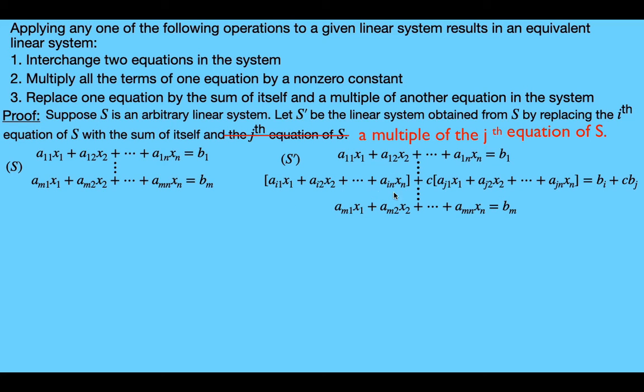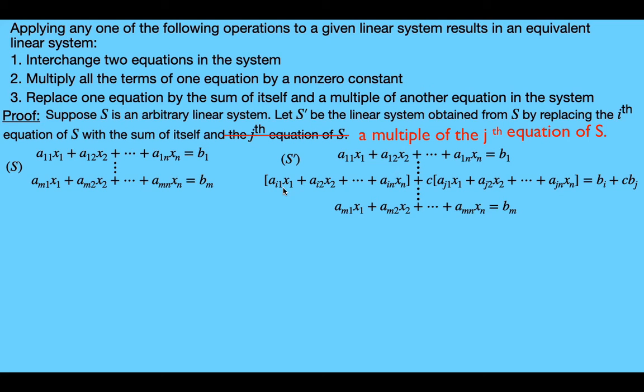So we take the left-hand side of the ith equation, which is given here, and then we add that to the left-hand side of the jth equation, which is given here, multiplied by some constant c, and then we set that equal to the right-hand side of the ith equation, which is given by b sub i, and we add that to the right-hand side of the jth equation, which is given by b sub j, multiplied by the same constant c. The resulting linear equation is the ith linear equation of the new system S prime.